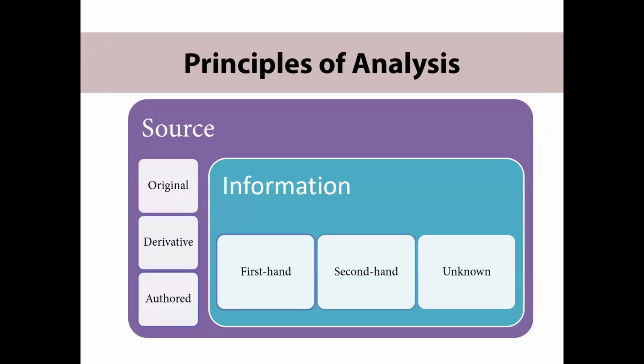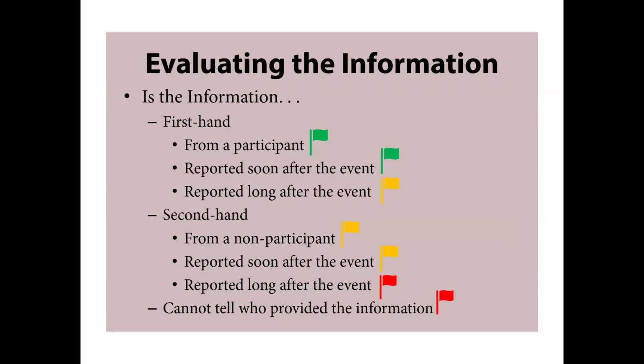So we've covered evaluating a source. Now let's move on to covering the information. When we evaluate the information, again, we want to know, is it firsthand from someone that was a participant at that event? Was it reported soon after the event? In this case, both of these have green flags, so they are very good when we're evaluating.